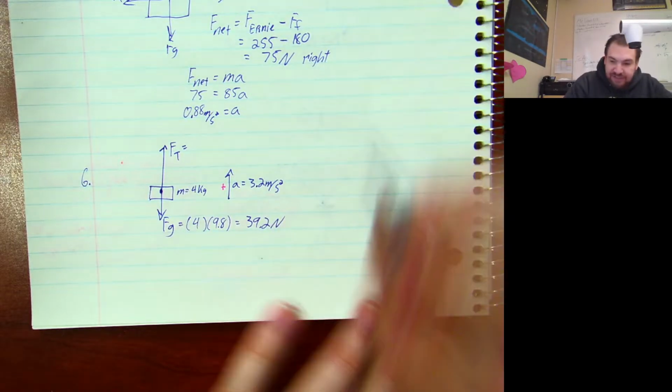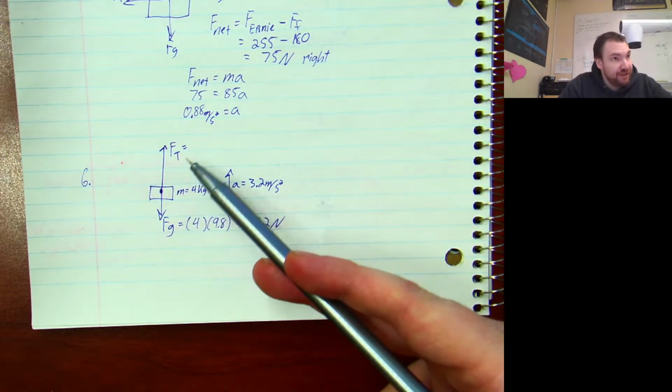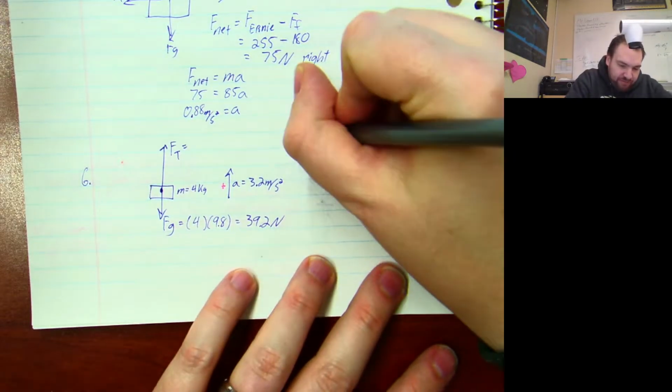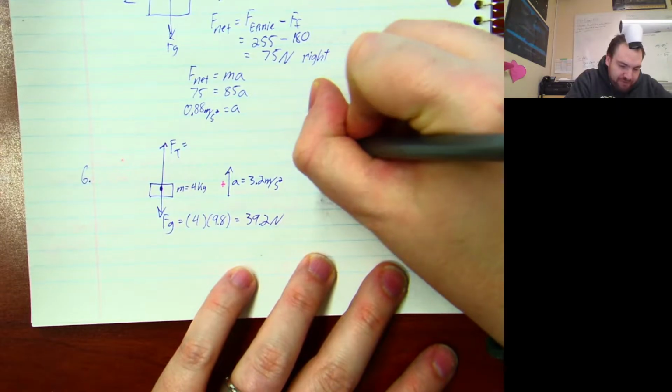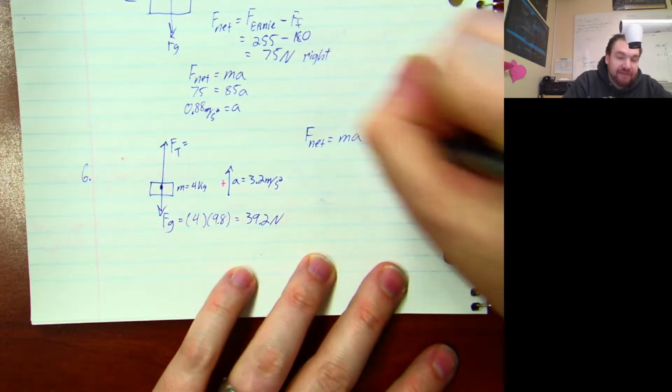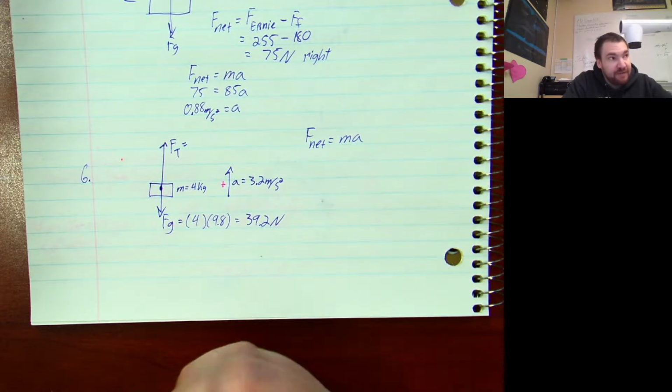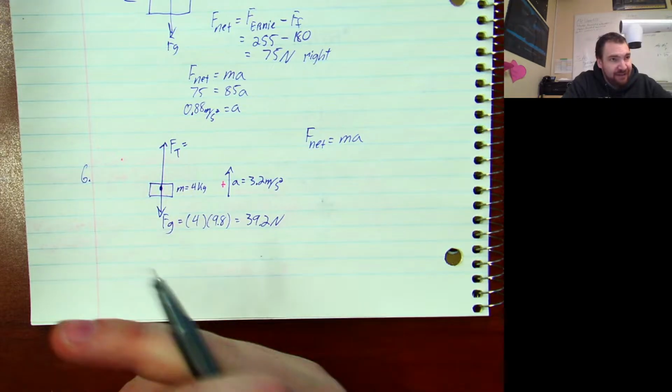So then I just need to find my tension force here. Almost every problem in this section is going to start with F net equals ma. What is F net in this case? F net is the sum of my forces acting in the direction of motion.